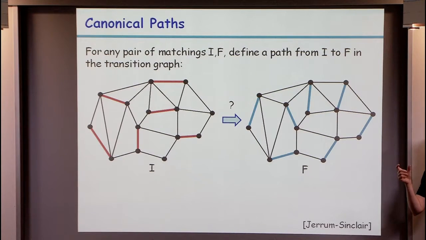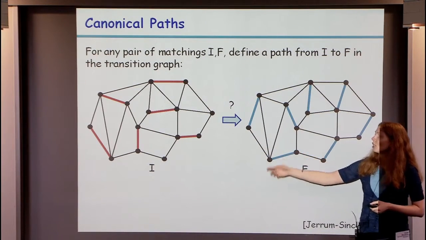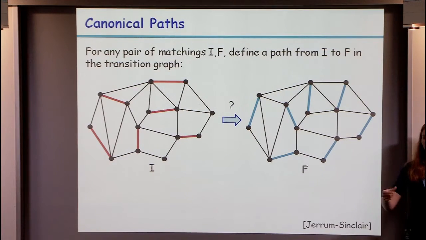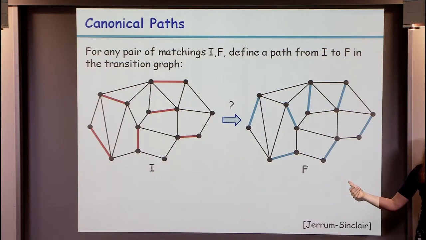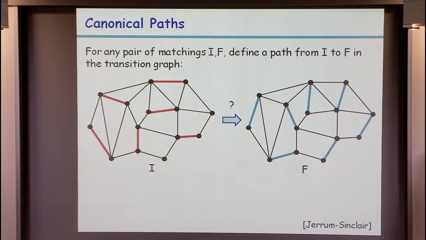When I say a path, I get to use a transition at a time. So I can start with my red matching, remove my first red edge, then the second red edge, and so on and so forth, and I get to the empty matching, right? And then I can go and keep adding the blue edges. All of these things that I'm describing are valid transitions of my Markov chain. So now, this is a canonical path, but it's not very good, because the empty matching is super congested. Everybody goes there, right? So I'm trying to avoid this.